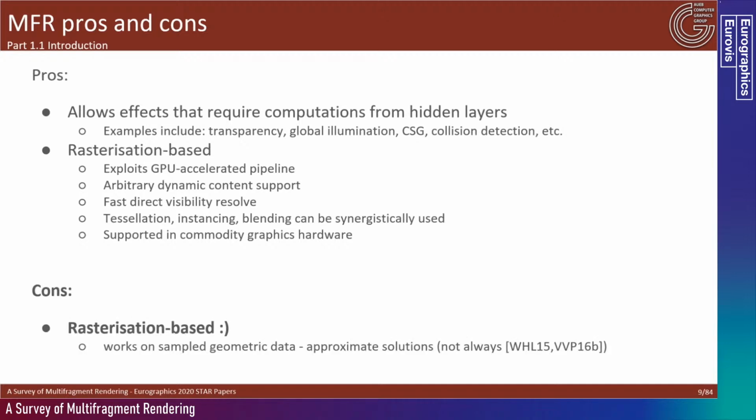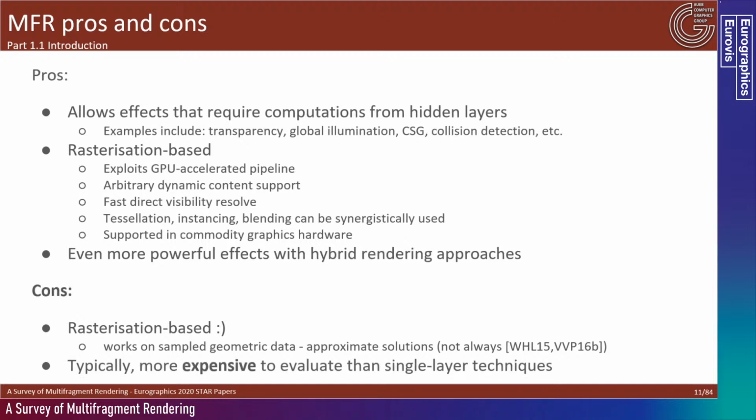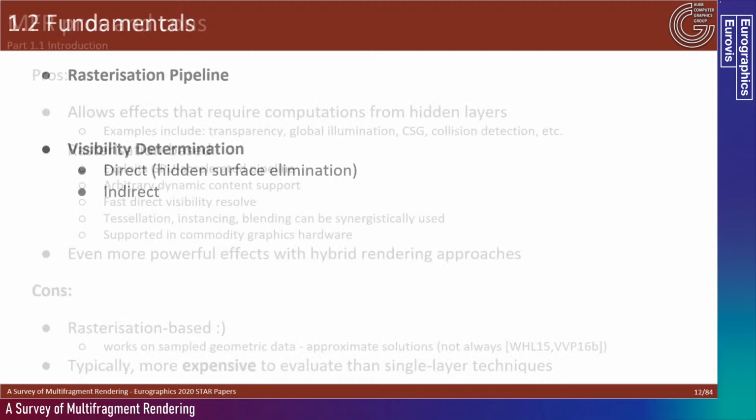Of course, this is also a disadvantage, since it works mainly on sampled geometric data, and therefore it results in most cases in approximate solutions. However, these limitations in the last few years can be lifted by using hybrid rendering techniques or more advanced implementations, like combining MFR with ray tracing or voxelization approaches. And finally, it is typically more expensive to evaluate compared to methods that operate on a single layer of information.